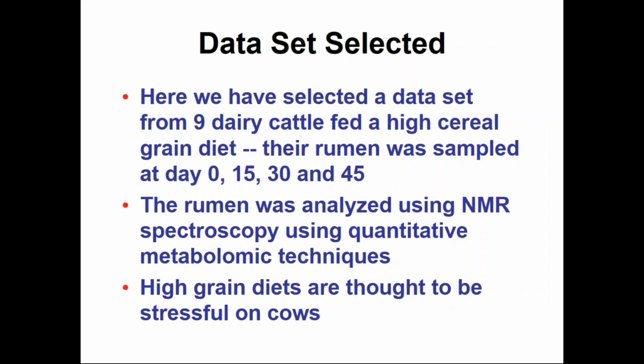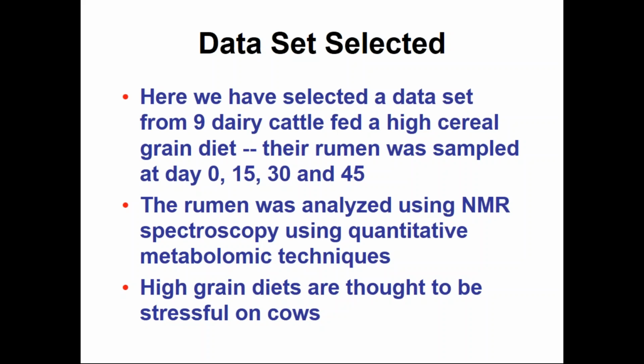So real data with 9 dairy cattle that had a high cereal grain diet. The rumen sampling wasn't exactly on different, well, yes and no, so that's why I'm calling it synthetic. But we have 4 sets of data that we'll call day 0, which is before they start their diet, day 15, day 30, day 45.